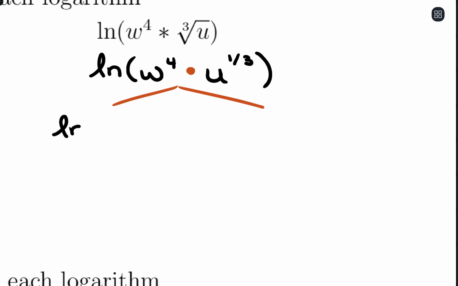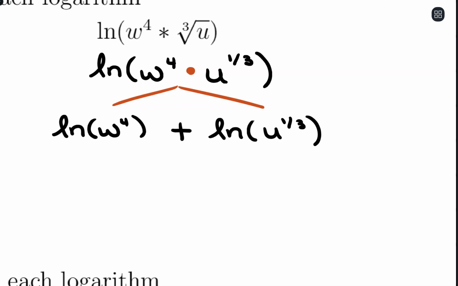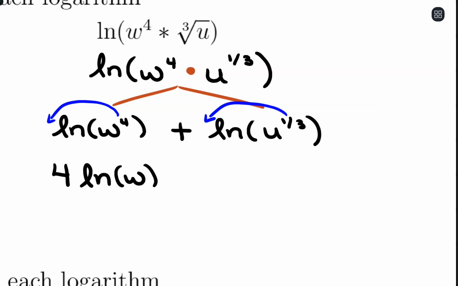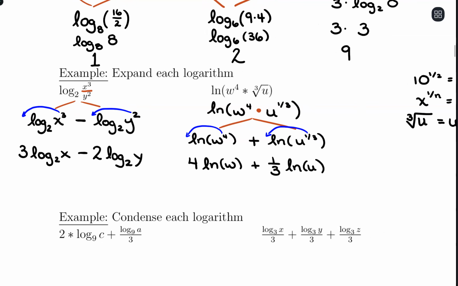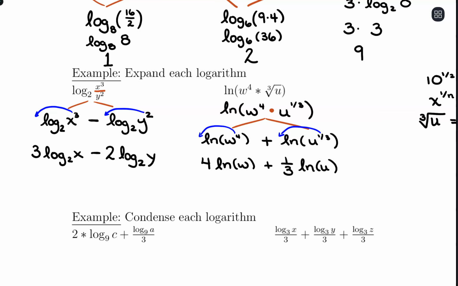So I'm going to have natural log of w to the 4th plus natural log of u to the 1/3. Then, kind of like with that previous example, we can take those exponents and bring them out front. So natural log of w to the 4th is the same as 4 times natural log of w, plus 1/3 times natural log of u. And then that would be as far as we could go with that. So that's expanding, starting with typically a single expression and expanding it out.